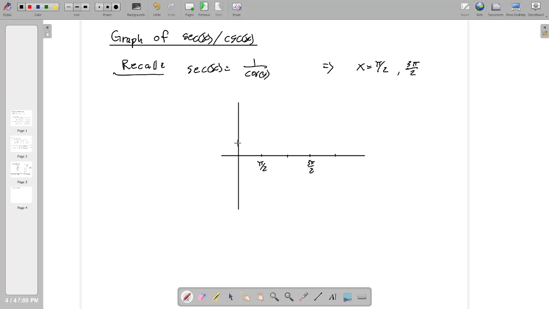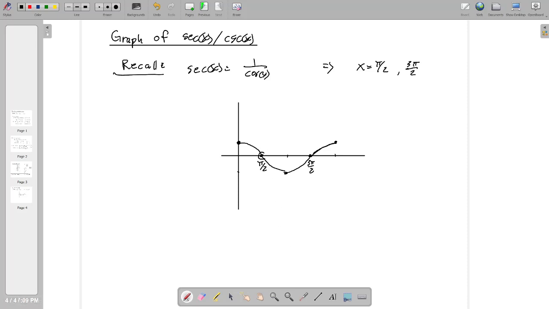So for plotting cosine, you have to remember that cosine starts at a maximum value, 1. It comes down and touches the x-axis at pi over 2. We get a negative 1 at pi, 0 at 3 pi over 2, and then back up to 1 at 2 pi. The curve looks something like this. This is the cosine curve, not the secant curve.